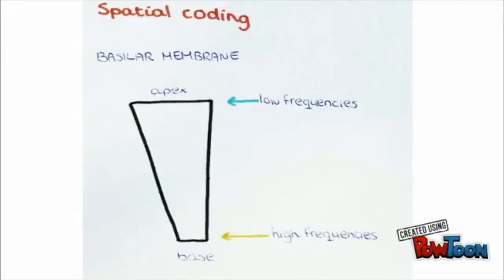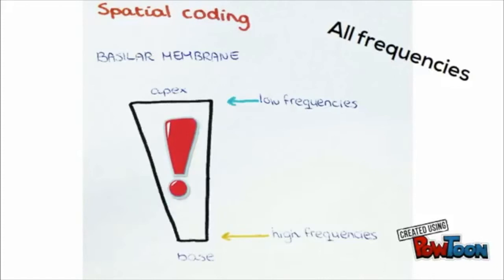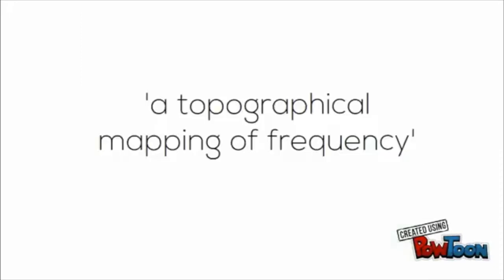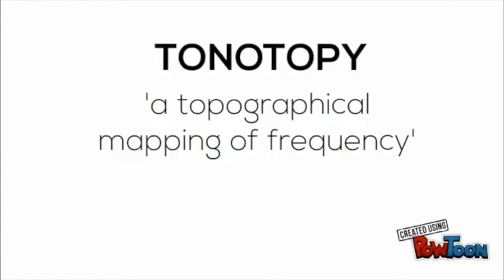Besides, all sound is spatially encoded. For this, the architecture of the basilar membrane is important. Each auditory nerve fiber gets input from a single hair cell. So auditory nerve fibers connected to a hair cell at the base of the basilar membrane convey information about high-frequency sounds, while nerve fibers connected to a cell at the apex of the membrane encode low-frequency sounds. Spatial coding of frequencies is also called tonotopy, a topographical mapping of frequencies.